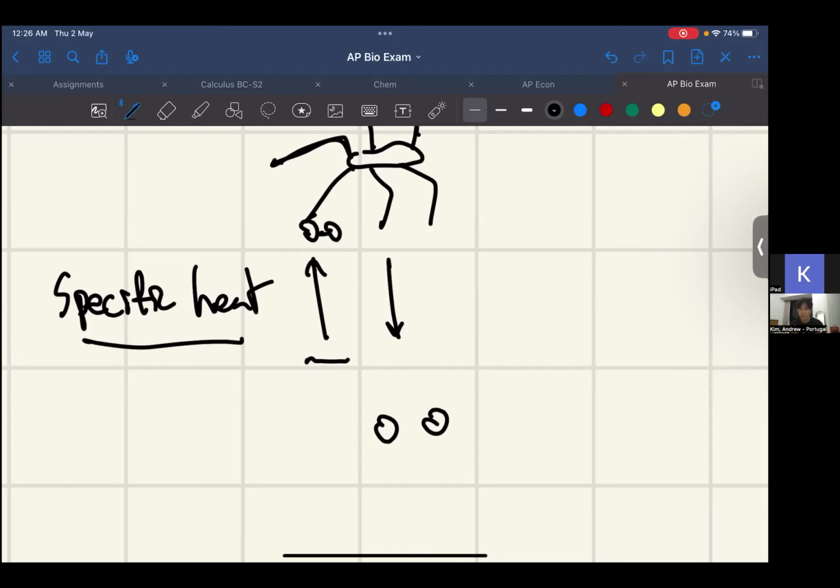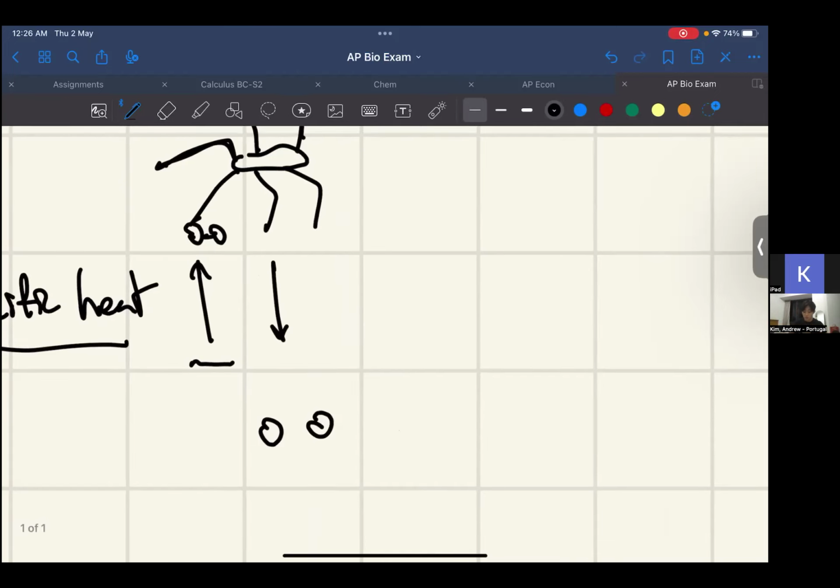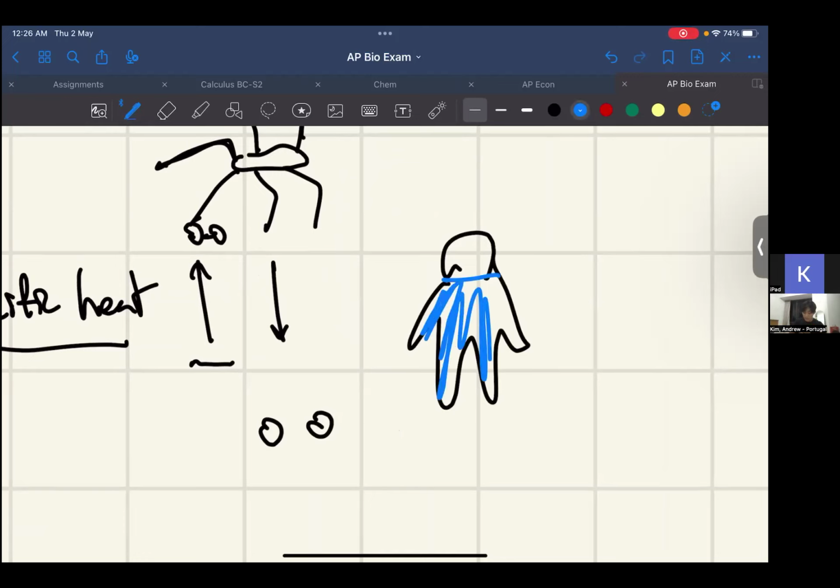Now, why is it important in biology? Well, it's because 70% of the human body is water. Now, what this means is if water temperature can easily change, then 70% of our bodies easily change, meaning that our body temperature would easily change. We will be like snakes. No, that should not be happening, right?